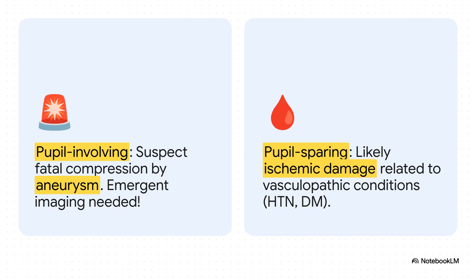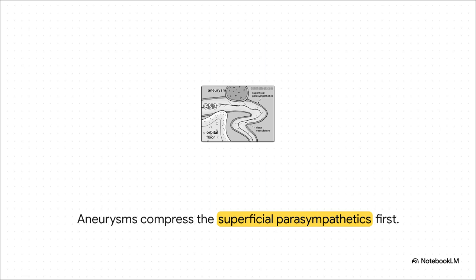If the pupil is dilated and non-reactive, you must assume fatal compression by a posterior communicating artery aneurysm, or PCOM aneurysm. This is a massive neurosurgical emergency, and you order emergent vascular imaging right away. However, if the pupil is completely normal and spared, it typically points to a microvascular ischemic event, often from something like diabetes or hypertension. But why is this true?